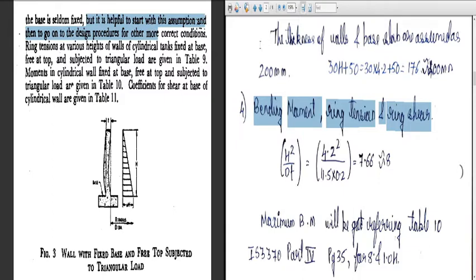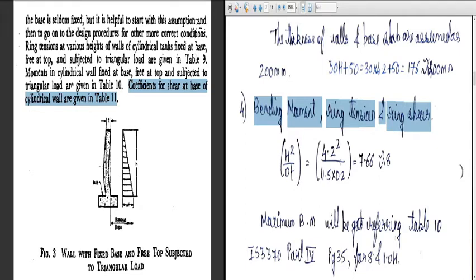So this is about calculation of ring tension. Ring tension at various heights of the walls of cylindrical tanks, fixed at base, free at top, triangular load is given in Table number 9. So according to Table 9, we compute the ring tension. Then the bending moment in cylindrical wall with fixed base, free top and triangular load is calculated according to Table number 10. And the coefficient of shear at the base of a cylindrical wall is given in Table number 11.